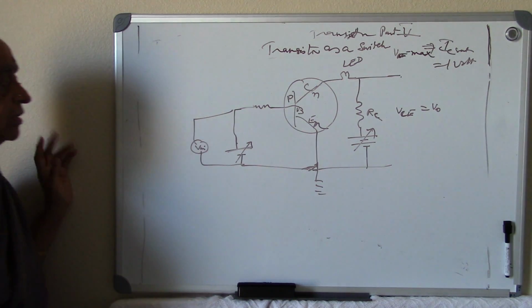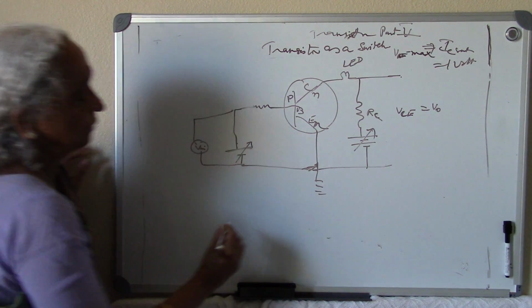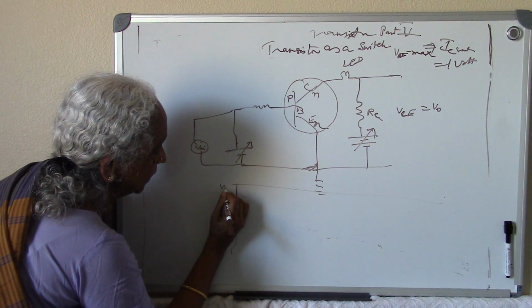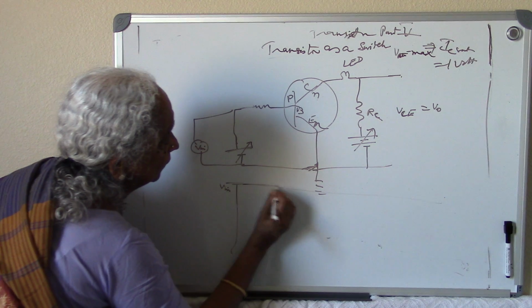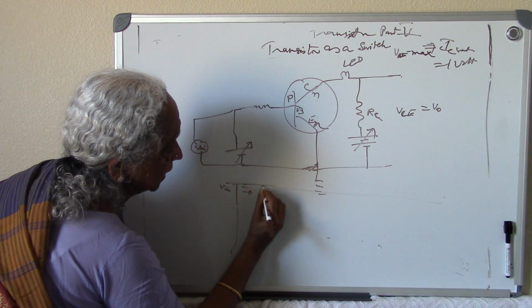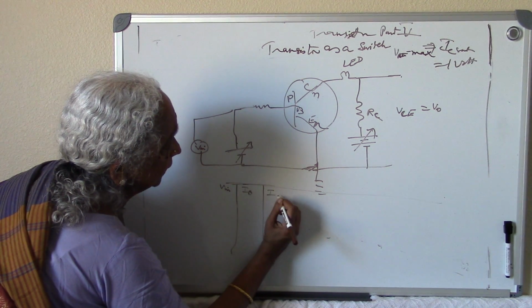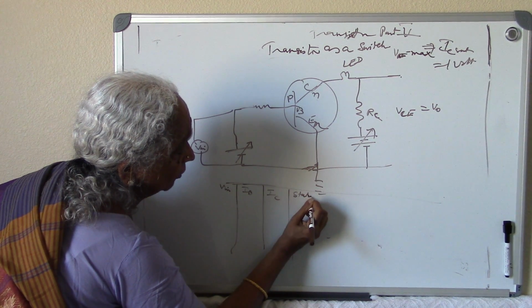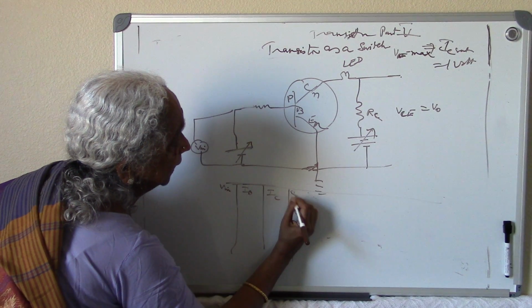This is the circuit. So now I'll have a tabular column to show the variation. Now what about your VI? What is IB? What is the implication for IB? What is the implication of IC? What is the implication for the status or mode of state of the transistor?